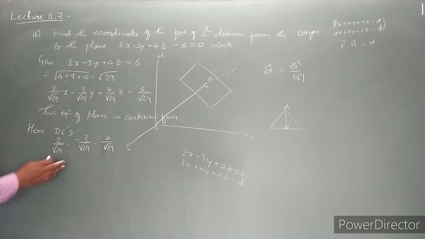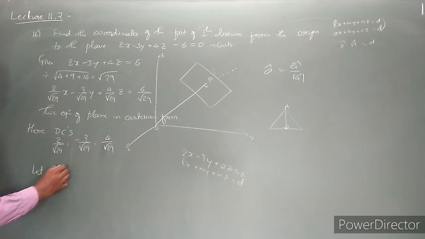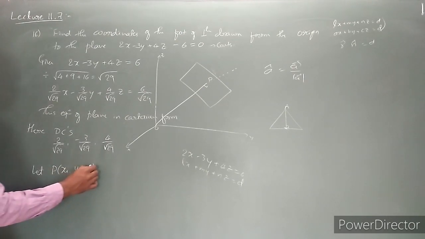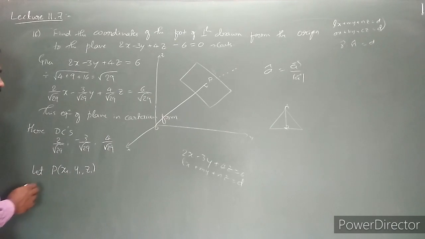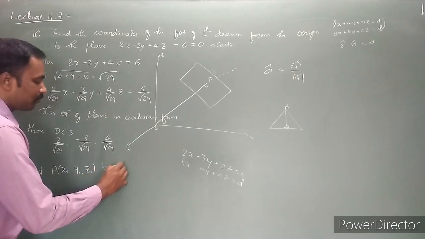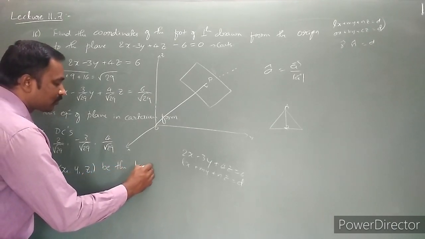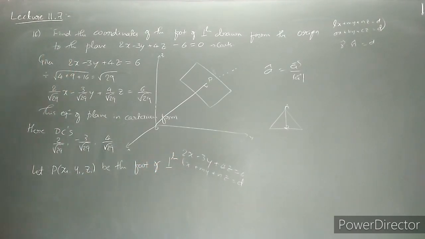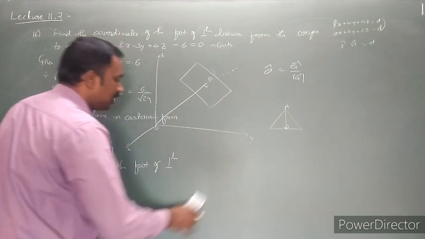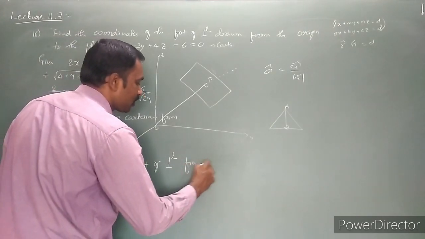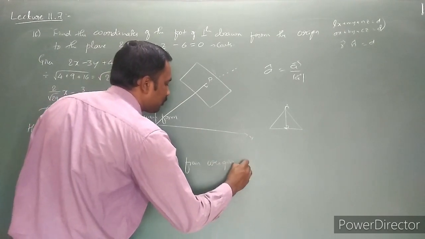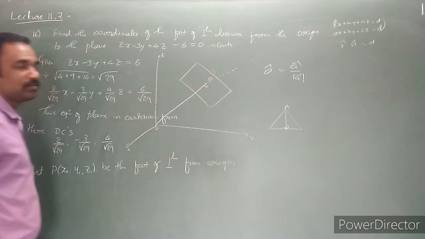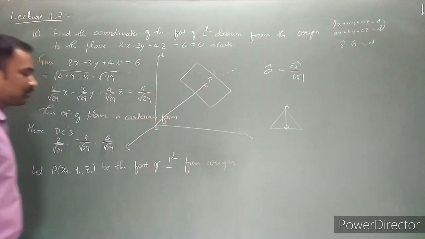Next, let P be the point having the coordinates x1, y1, z1, which is the foot of the perpendicular from the origin. In this case, x1, y1, z1 are the coordinates of the point P. Then this is the foot of the perpendicular.